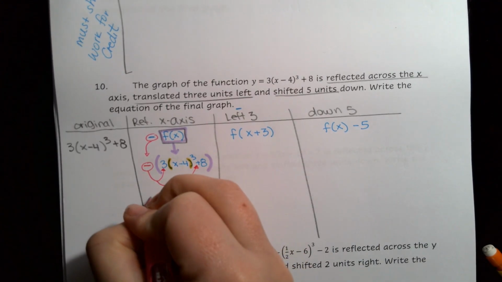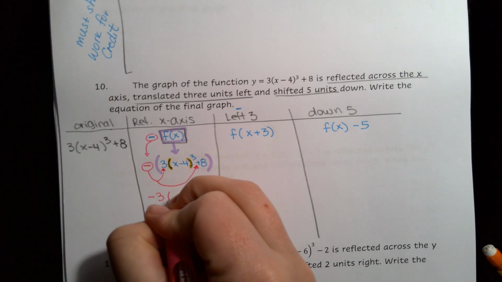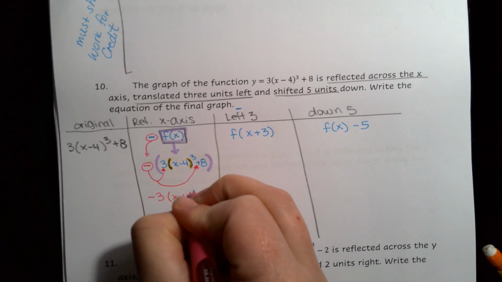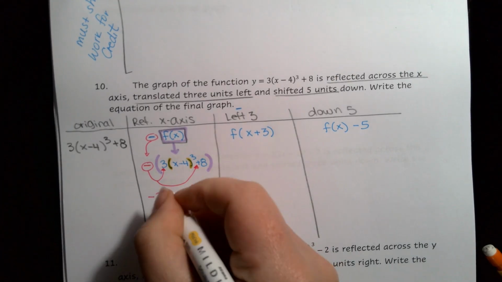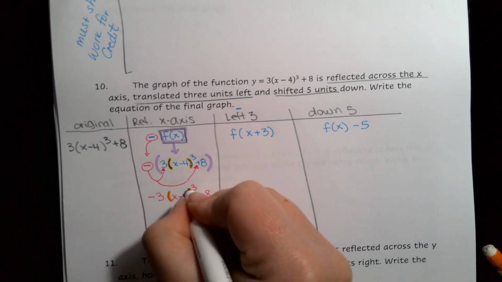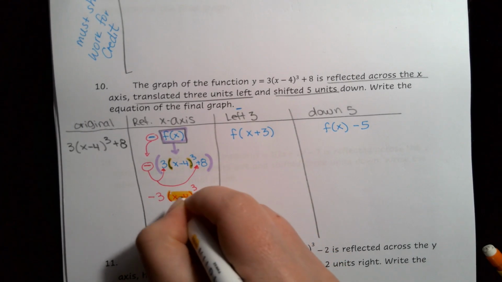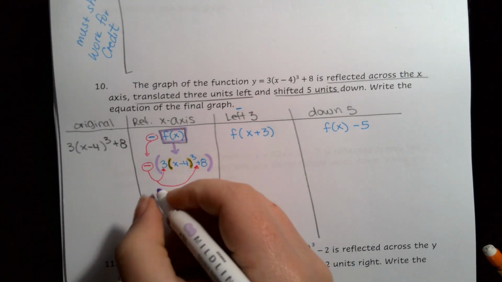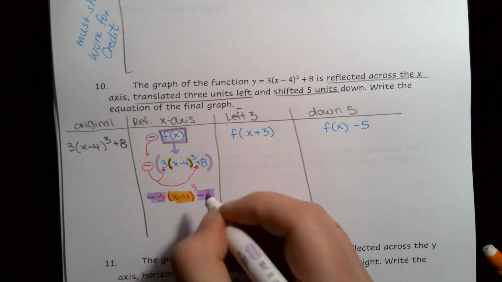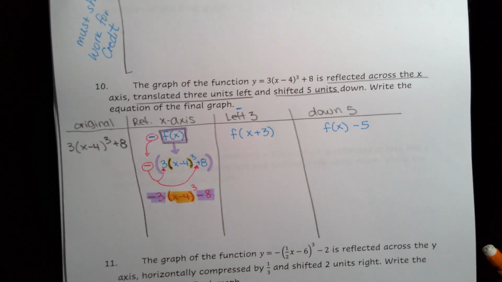So simplify this, I have negative 3, open x minus 4 stays, and then I have a negative 8. So again, these right here are inside versus I have my outside of negative 3 and negative 8 now.